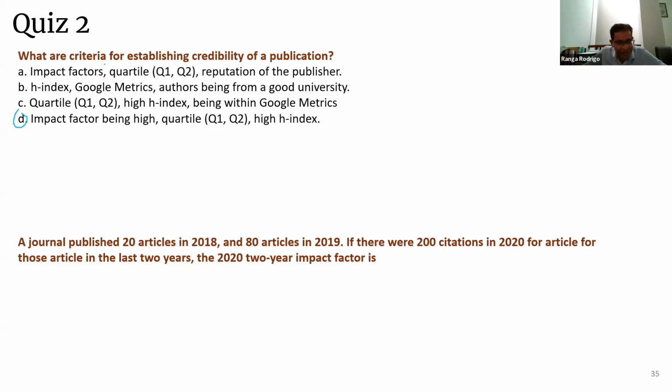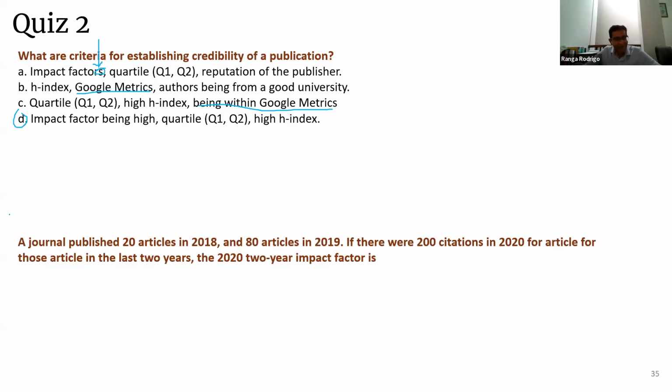What is wrong with the first one is it says impact factor. There is one impact factor. Impact factor is wrong. And reputation of the publisher, the others are okay. H index, Google metrics, authors being from a good university. Google metrics, just being there is not good. It must be high, right? Quartile, high H index, being within Google metrics. That's not good. It has to be highly ranked within Google metrics.